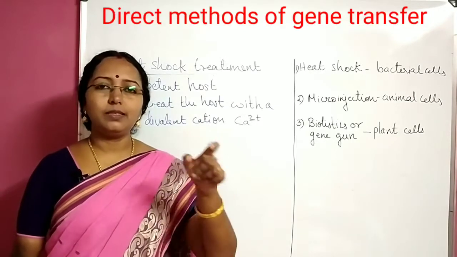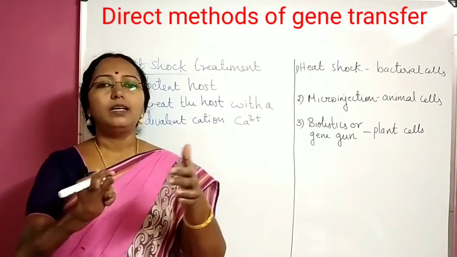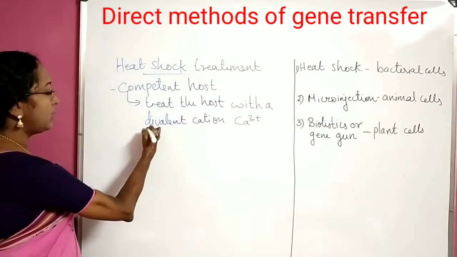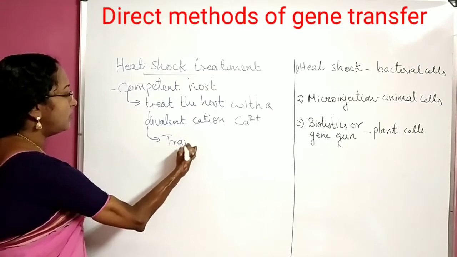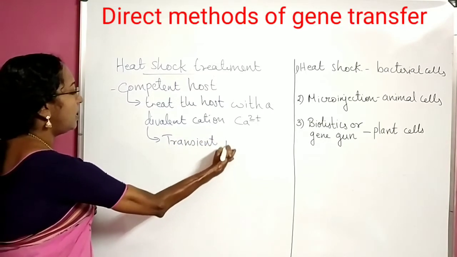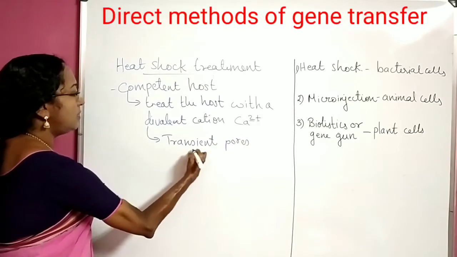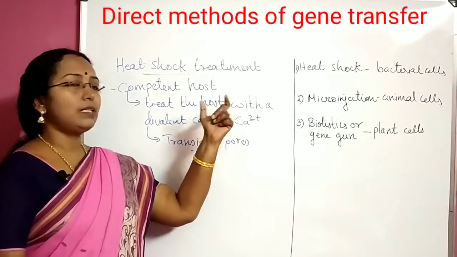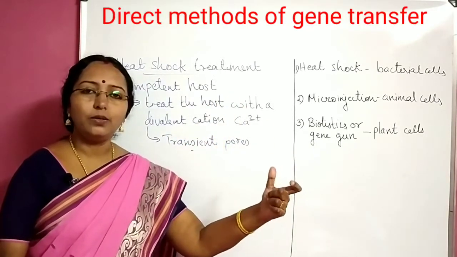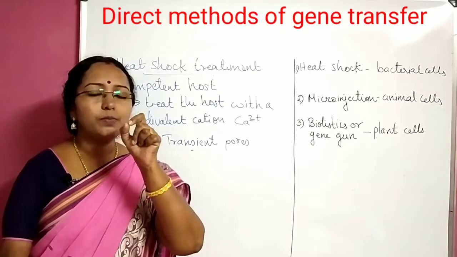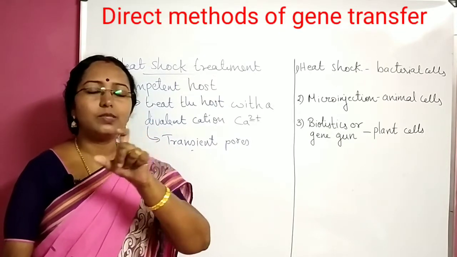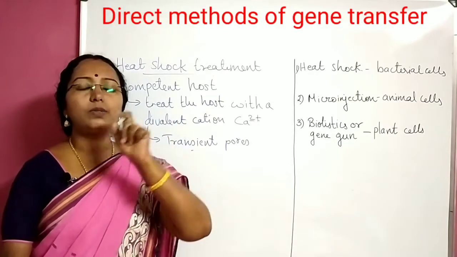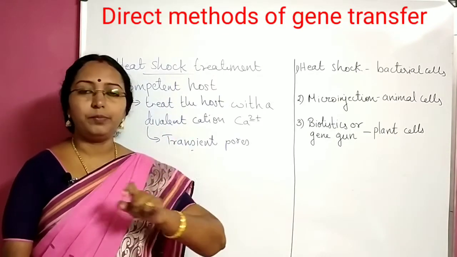You know, the membrane of the bacterial cell has a negative charge. It will react with this divalent cation, and because it reacts with the divalent cation, it will create transient pores. Transient means temporary. Pores means small holes. When you treat the bacterial cell with a divalent cation, there will be some small pores, some small holes, which are very temporary. For a fraction of a second only they will be there. They will be created throughout the bacterial cell membrane.